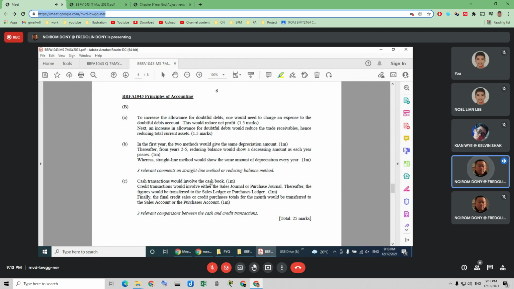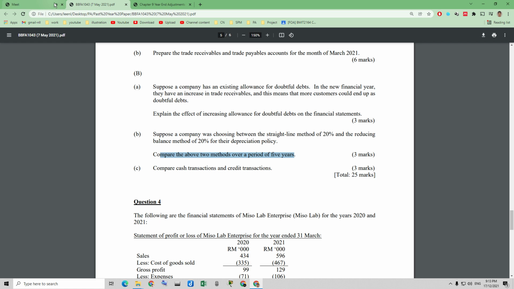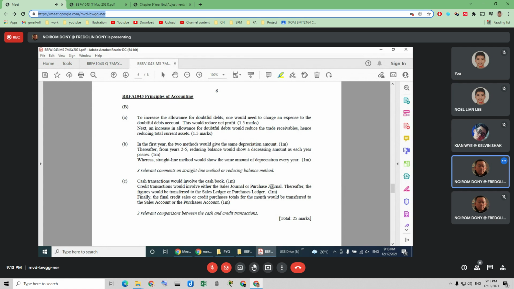But credit transaction doesn't involve the cash book. So it will be credit. It will be in the sales journal or purchases journal as a prime entry. And then after, the figure would be transferred to the sales ledger or purchases ledger. And then the credit sales or credit purchases total for the month will be transferred to the sales account or the purchases account.